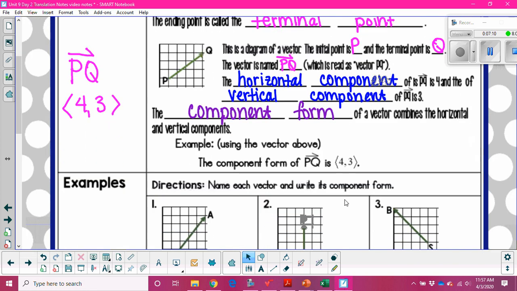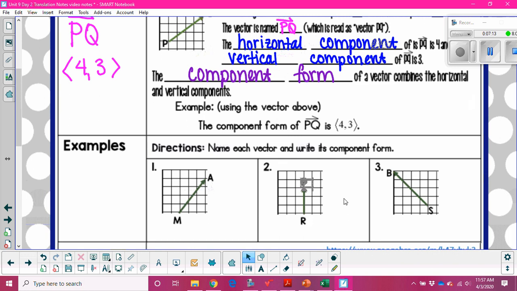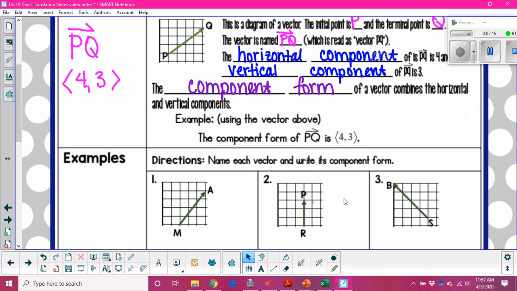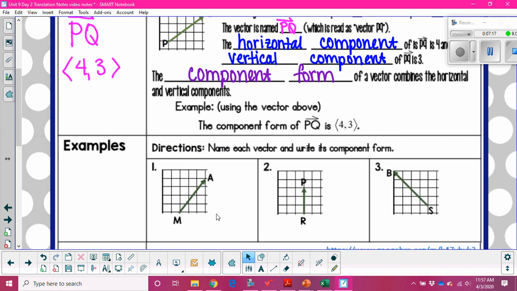Okay, so let's look at these right here. It says name each vector and write its component form. So let's do number 1 together. All right, so looking at number 1, the initial point is M, and the terminal point is A. So this is vector MA with a little half arrow over it. And the component form, you're going to put in these little pointy brackets.